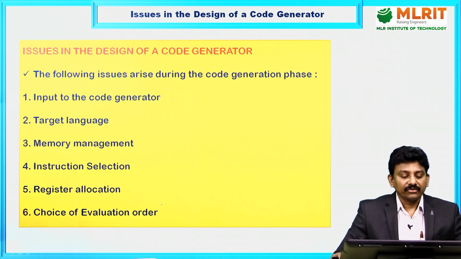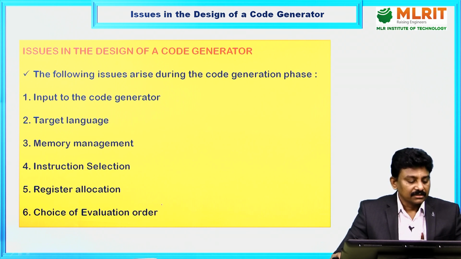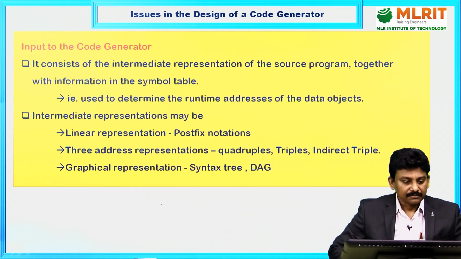Issues in the design of a code generator. The following issues arise during the code generation phase. First issue, input to the code generator. Second, target language, memory management, instruction selection, register allocation, choice of evaluation order.